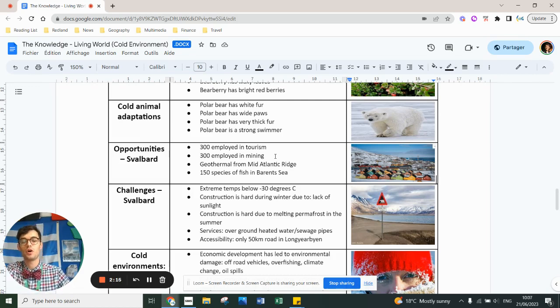For services, the sewage pipes and water pipes have to be heated and have to be overground because the ground is frozen, and we don't want the sewage or the water to freeze. So we have to heat the pipes. So it's really challenging to serve these remote areas. On accessibility, there's only a 50-kilometer road in Longyearbyen in Svalbard. The rest you have to move around on snow scooters. There are very limited roads. They disappear really quickly.